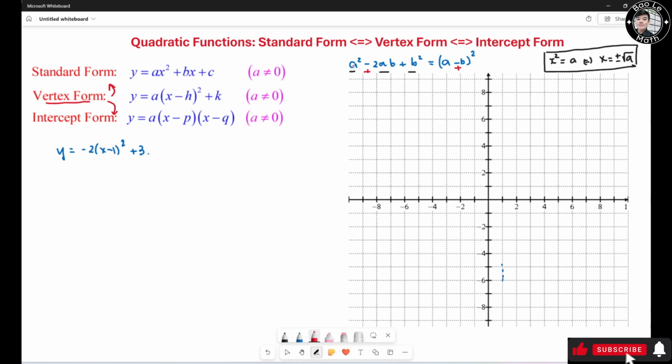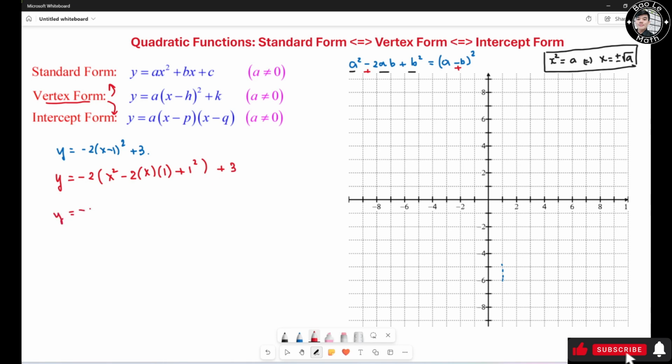Alright, so I have a squared minus 2 times a times b plus b squared, right? So I use this formula to expand this one. It's going to be y equals negative 2 times a squared, which means s squared, minus 2 times a, which means s, times b, which means 1. Keep in mind b is 1, b is not negative 1. Alright, so times 1 plus b squared, which means 1 squared, plus 3.